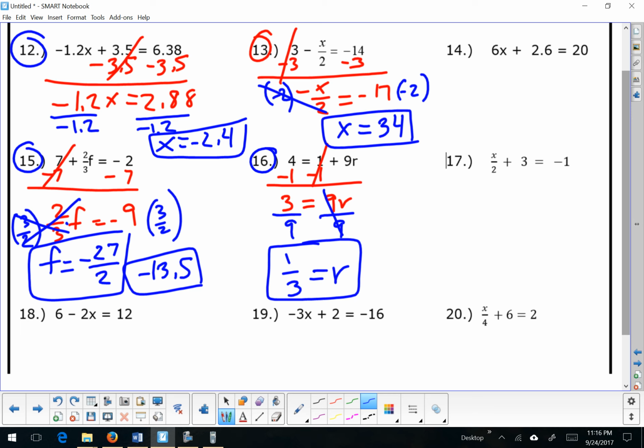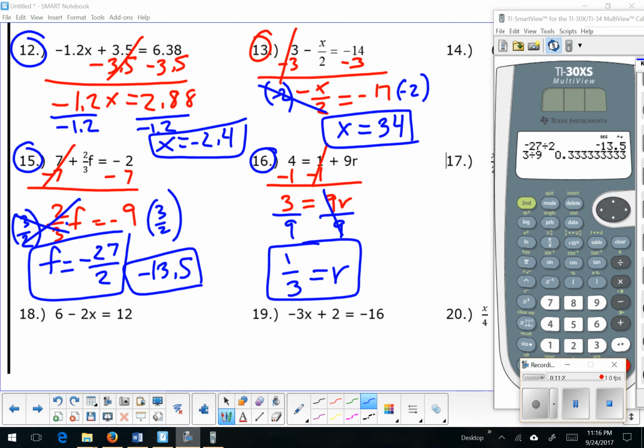Okay, that should be enough to get you going on these 3 sections of your homework. The last section is a fast facts review. Don't forget to give that a shot as well. Okay, good luck.